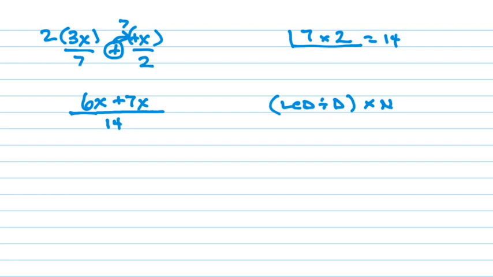Why? Because you've got like terms to combine in your numerator, right? So what is 6x's plus 7x's going to make? 13. And it's still over what? 14. And there's your answer.